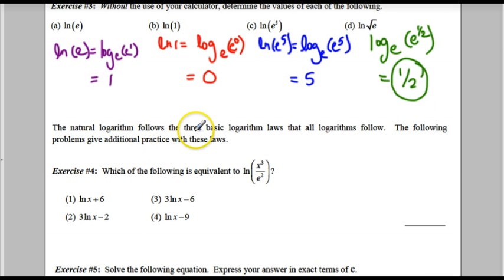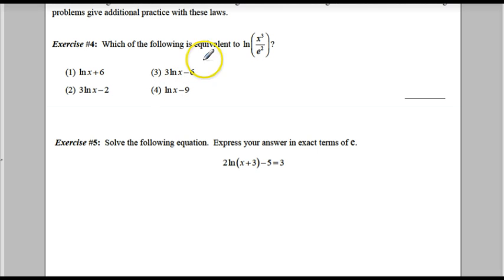The natural log follows actually 3 basic log laws. Remember we talked about those earlier? The following problems give you additional practice with these laws. It says, which of the following is equivalent to this?